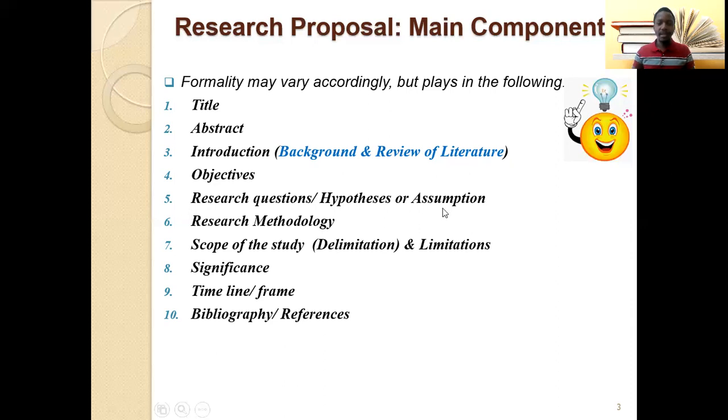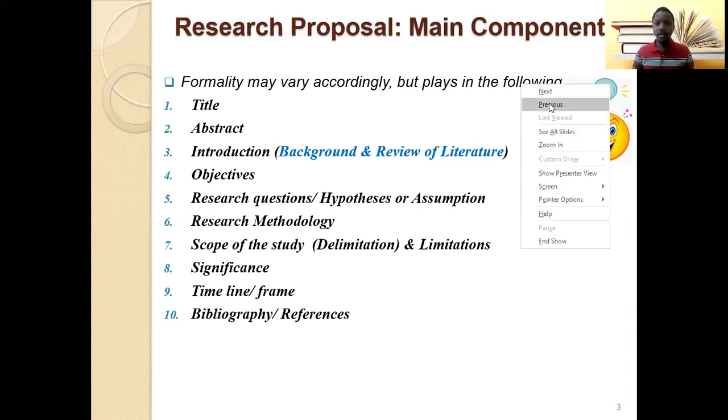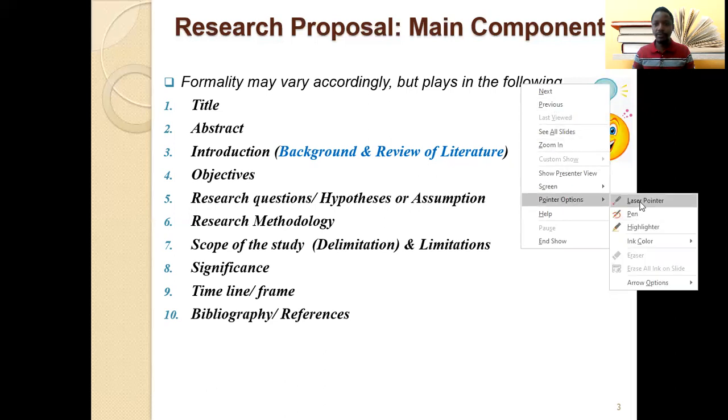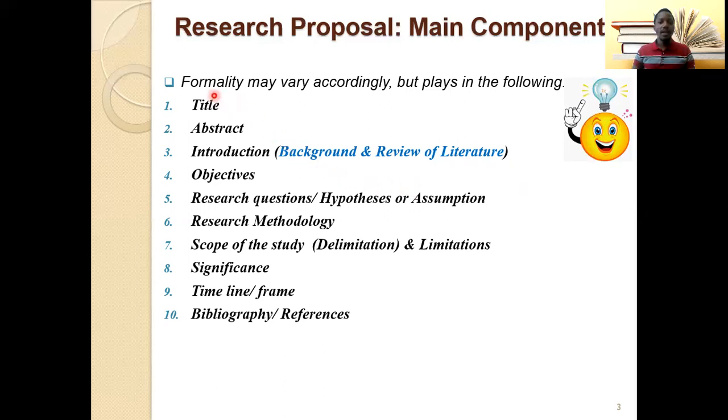Let me take my pen so that it will be good for us to highlight. Normally, the components of a research proposal vary from one institution to another. They also vary from one objective to another, depending on the nature or type of the proposal itself, which could influence its components. But all in all, these are the general ones, particularly for academic research, where we are mainly focused.